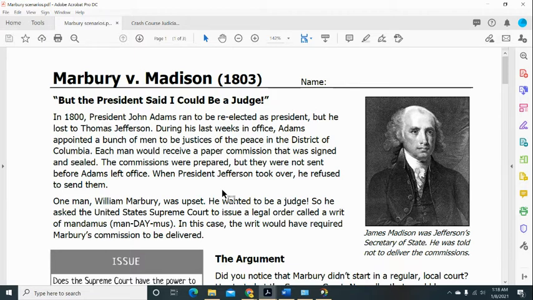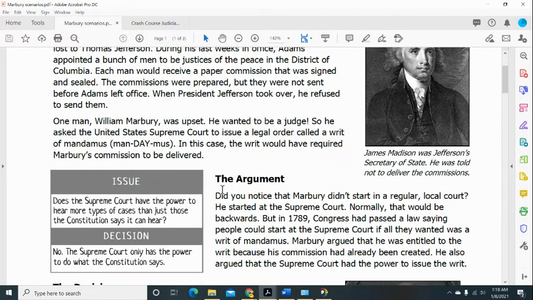Most of the commissions were prepared, but President Jefferson takes over, Thomas Jefferson, and he refuses to send them. So Marbury sues for his commission. Now, the thing of it is that it starts in a court that isn't regular. It starts at the Supreme Court, not at a lower court, because in 1789, Congress said if you're going to issue a mandamus, or a legal order, it could start at the Supreme Court.